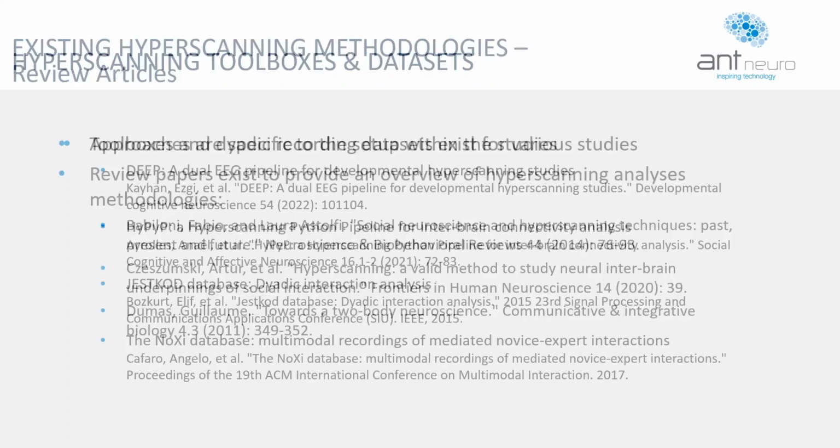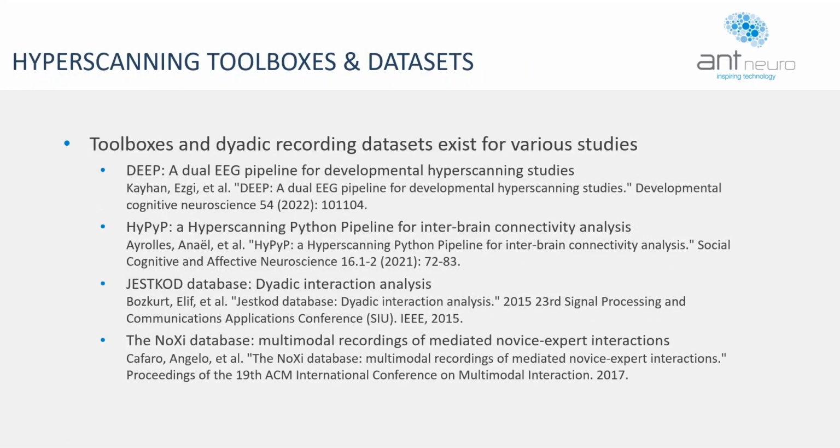I do have a slide on what exists in terms of toolboxes and data sets out there, because a lot of us are new to hyperscanning analysis, and it's not as easily done as in regular EEG data, right? Because we're looking at a lot of variables, and we're looking at inter-brain synchrony in a lot of these cases. So the first two are actually toolboxes that exist.